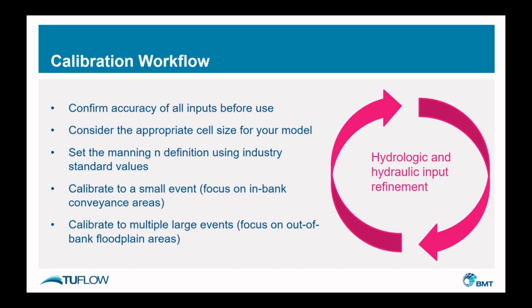And having done that, the first thing I'll do is I'll usually calibrate to a small event. Now, the reason I focus on a small event to begin with is that way I can really test or tune in the definition of the conveyance zones within my model before stepping up to a larger calibration, or a larger event to calibrate to, which would then be impacted by both flow within the conveyance zones as well as in the storage areas of the floodplain.